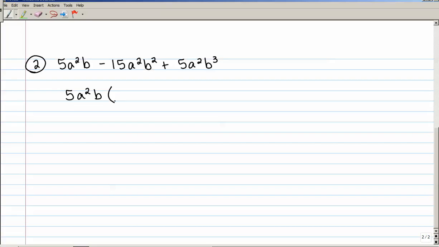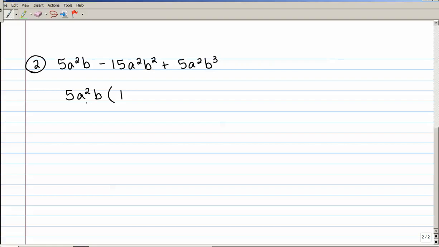Now we've got to figure out what's going to be left in the parentheses. What do I have to multiply this 5a squared b times to get 5a squared b? That's a little confusing, but it actually is a 1, and you have to have a 1 there. Think of it this way. When I go back and distribute, I have to multiply 5a squared b times 1 to get 5a squared b.